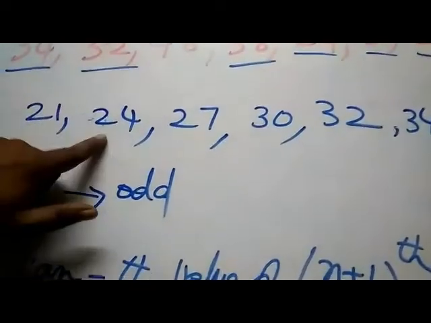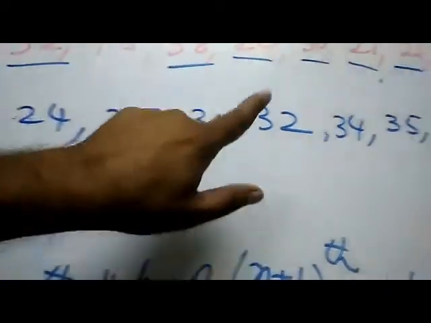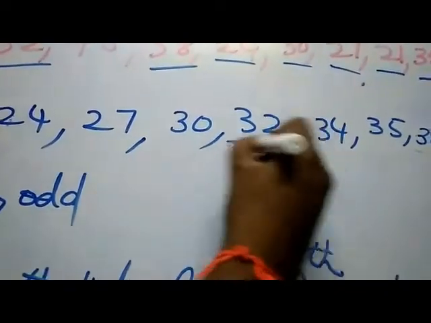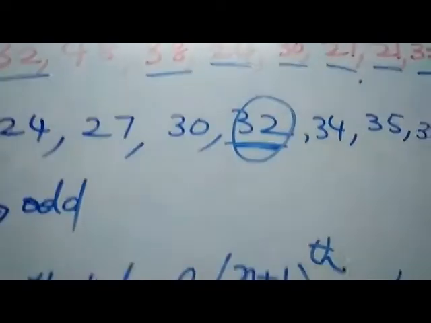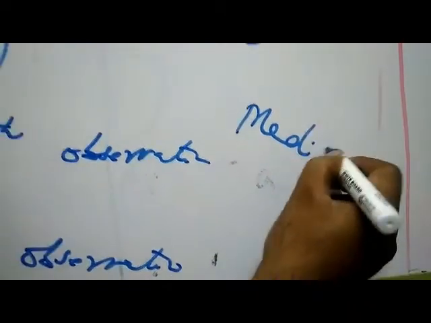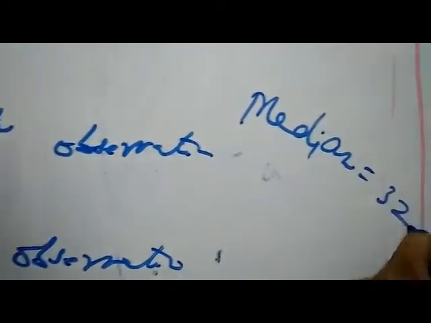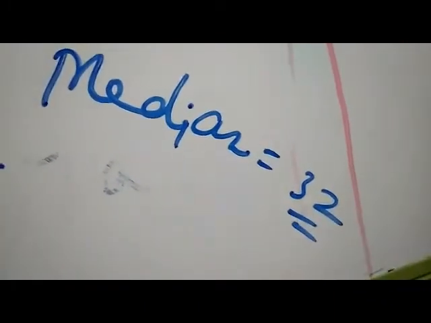1, 2, 3, 4, 5. So this fifth observation is the median. Therefore, median is equal to 32. Fifth observation. So by using the formula, we have to do it like this.